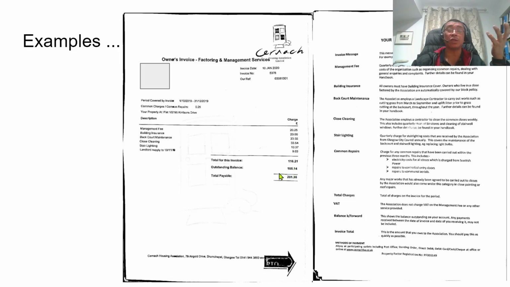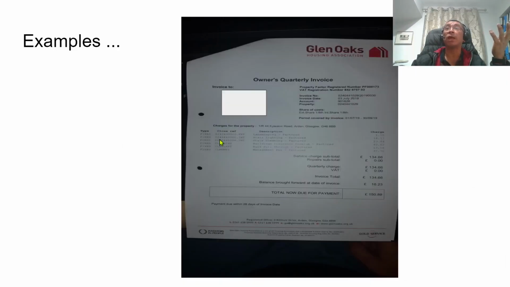So okay, everybody is different. They charge different things, right? And this is another example. This is quite hazy, but you see there's landscaping, there's stair lighting. Right, so I'm not going to go through all of them, but you get the idea, okay? And this charging period again is, I think, 3 months, okay?